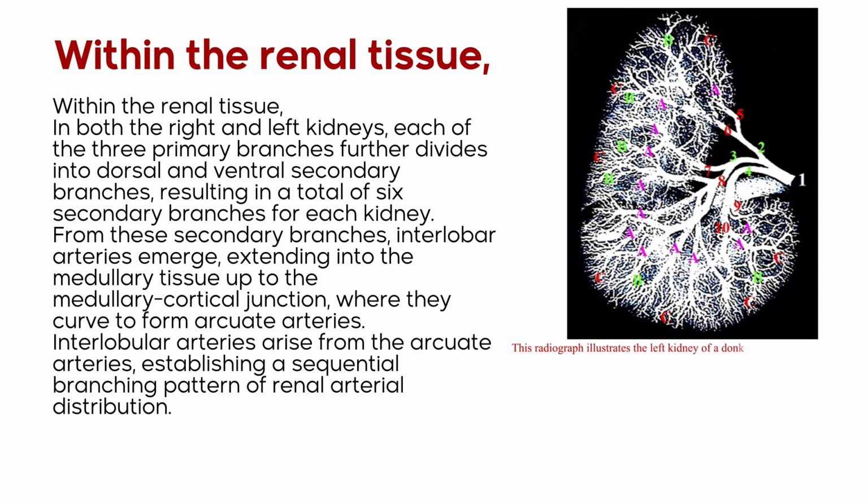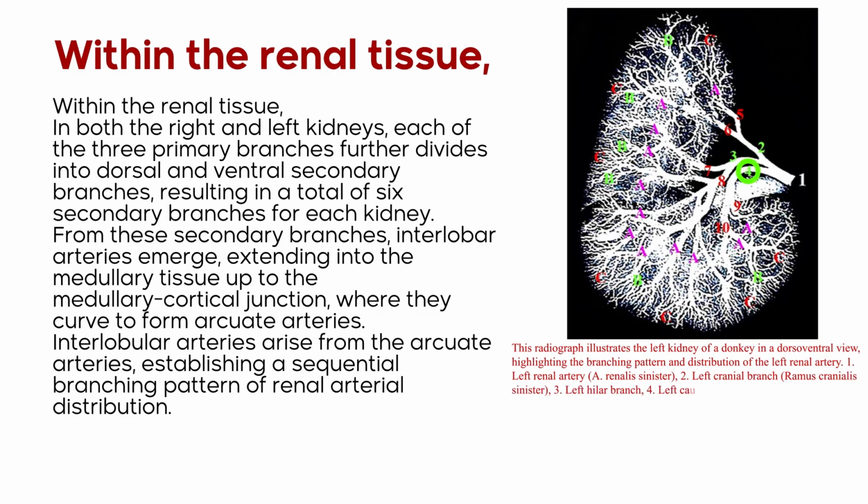This radiograph illustrates the left kidney of a donkey in a dorsoventral view, highlighting the branching pattern and distribution of the left renal artery. 1. Left renal artery, A. renalis sinister. 2. Left cranial branch, ramus cranialis sinister. 3. Left hilar branch. 4. Left caudal branch, ramus caudalis sinister. 5. Left cranial ventral branch, ramus ventralis cranialis sinister. 6. Left cranial dorsal branch, ramus dorsalis cranialis sinister.